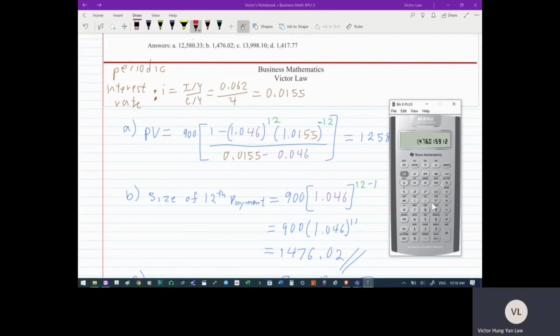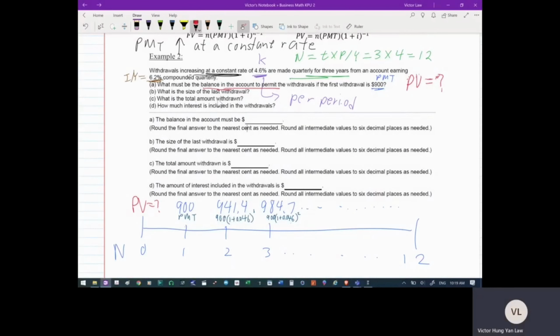Again, for the power of 11, we click y to the power of x. That's the button that you need to click. Part C, what we're looking for is the total amount withdrawn. And part D, what we're looking for is how much interest is included in the withdrawal.